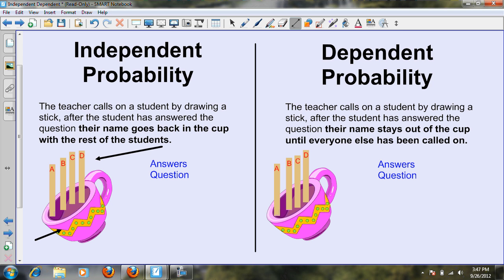Dependent events. I'm going to call on the student by drawing a stick out of the cup. After I've called on Kendra, then her name doesn't go back into the cup. So now I have fewer people to choose from when I make my next selection. So the first pick did have an impact on who I pick second. Therefore, they are dependent events.